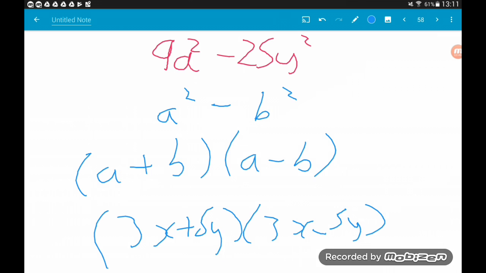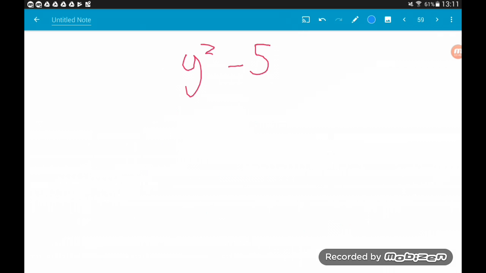So, there we have our factorised form. Okay, next example, y squared minus 5. Now this is still an example of a difference of two squares. How do we know? We've got two terms separated by a subtraction. 5 isn't a square number, but that doesn't matter. It just means we have to get our favourite things involved, surds.